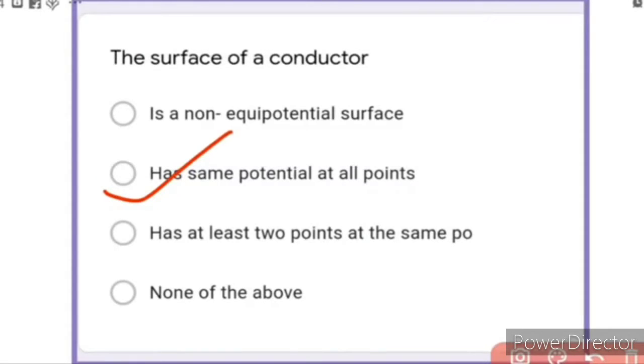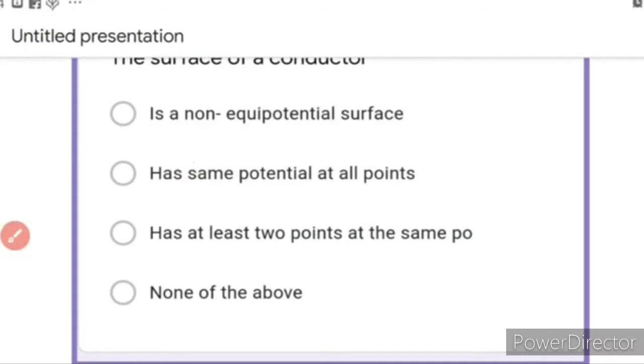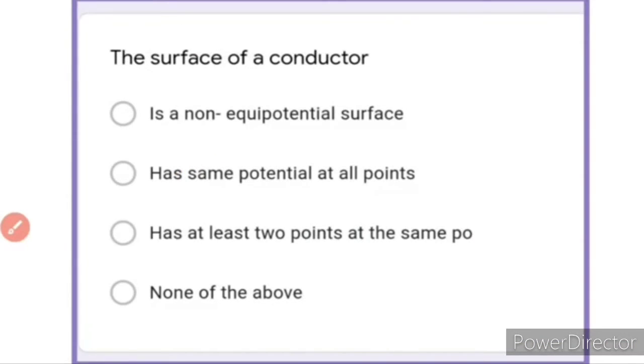So I think with that we have come to the end of these MCQs. So with that we conclude today's lesson and this chapter, that is electrostatic potential and capacitance. Thank you.